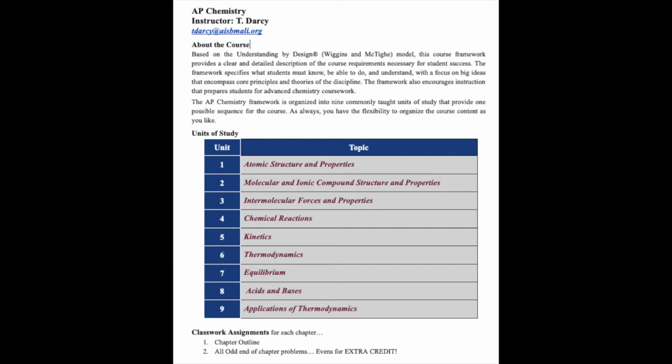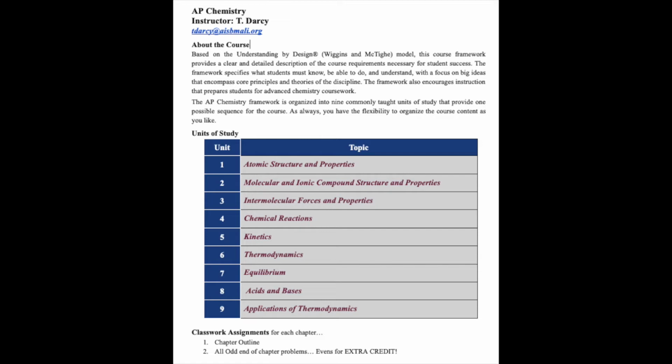On the first page in the upper left is my name and my email about the course. This description is taken right from AP Central, so please read it carefully. It talks about a framework. Framework is basically a curriculum. The table below lists the 9 units, and we will go in this order, 1 through 9.